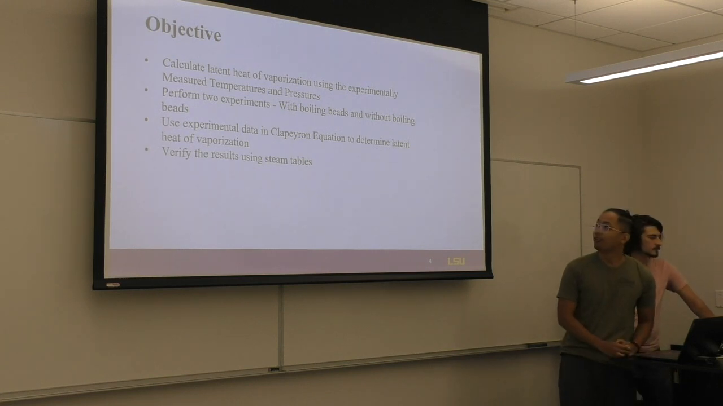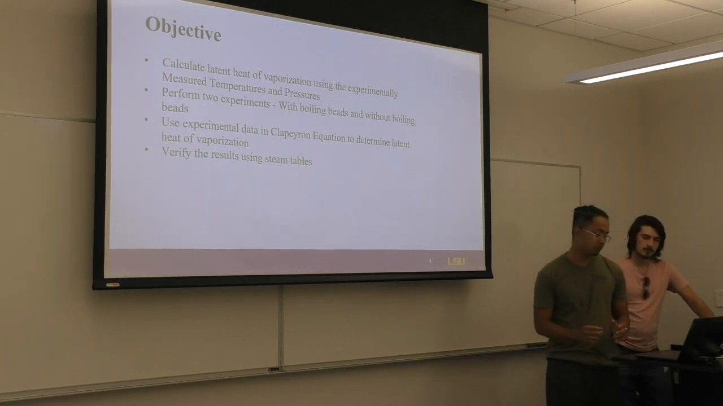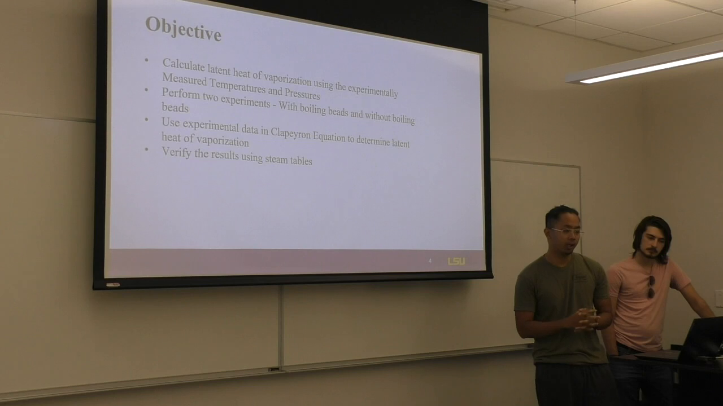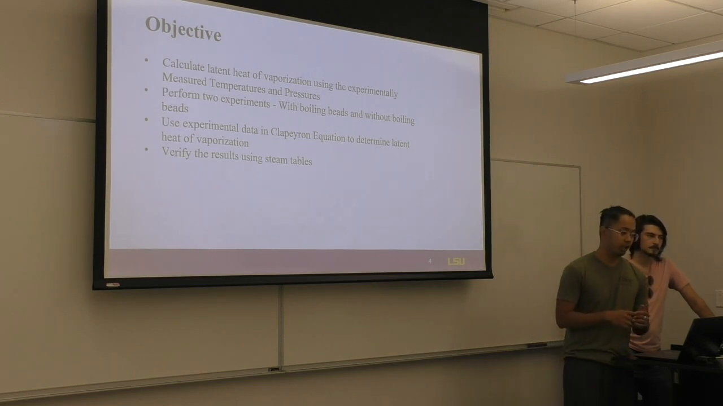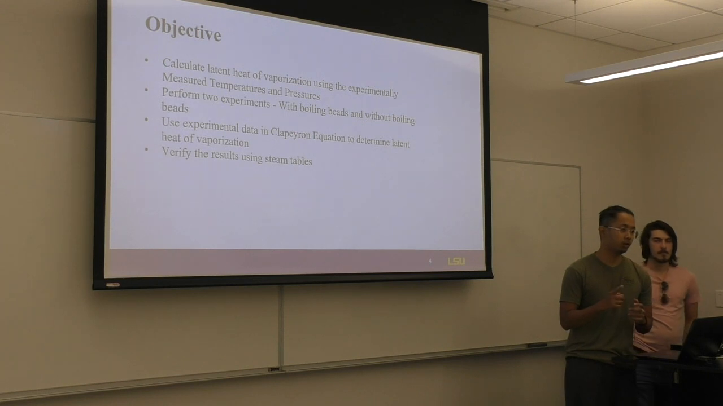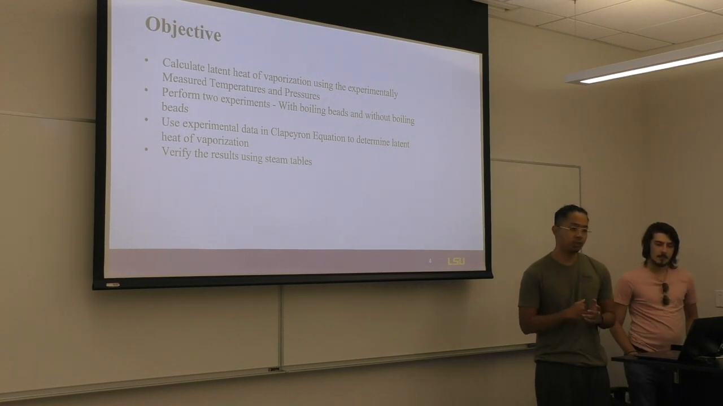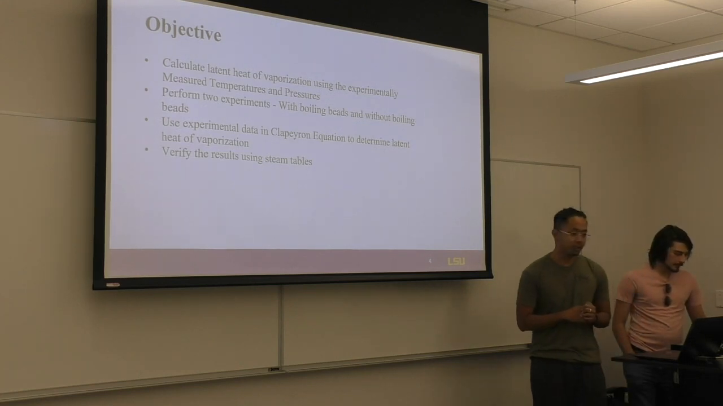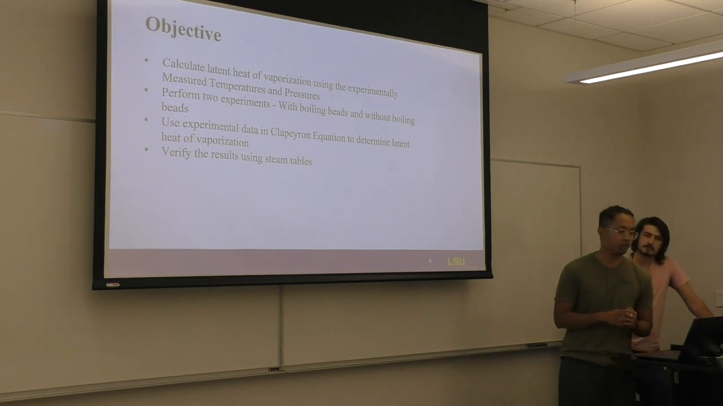And for our objectives, we'll be calculating the latent heat of vaporization using the data we get from the experiment, so your temperature and your pressure. We will be performing 2 experiments, actually only one, because your TA will tell you which one to do: with boiling beads or without boiling beads. And we will be using the Clapeyron equation to determine the latent heat of vaporization. After that, we'll be verifying our results against the steam tables, so they should be similar.